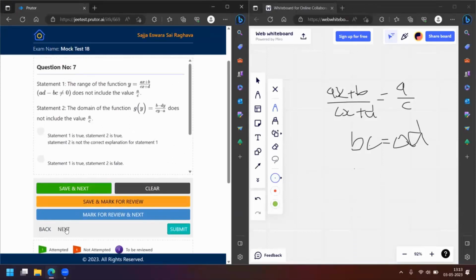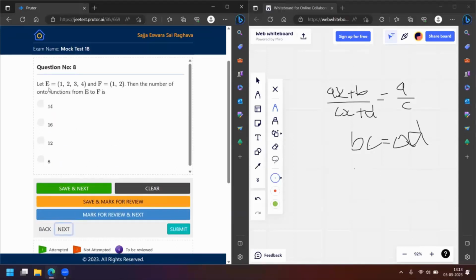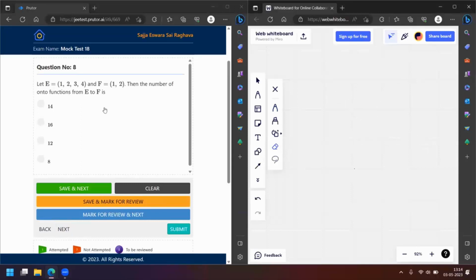We move to the next question. Let E equal to 1, 2, 3, 4 and F equal to 1, 2. Then the number of onto functions from E to F is. So this is our E which has 4 values. An onto function means everything in the set F should be mapped to by at least one element of E.